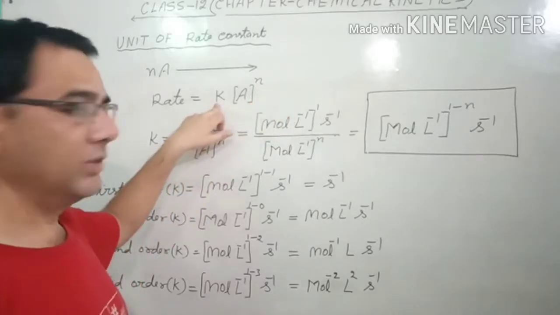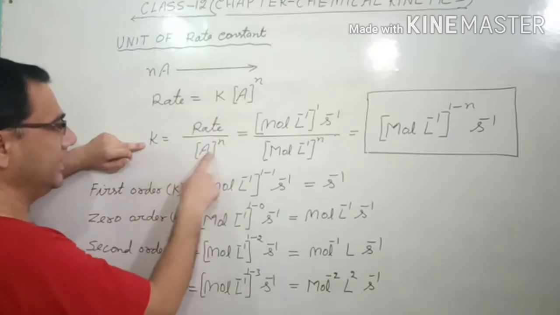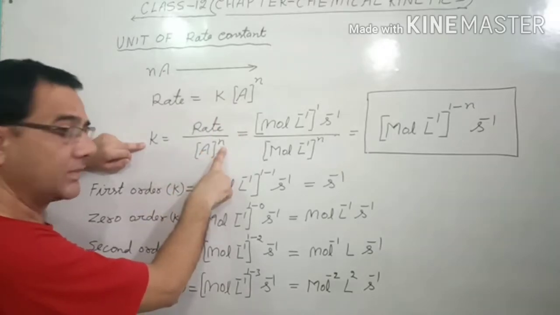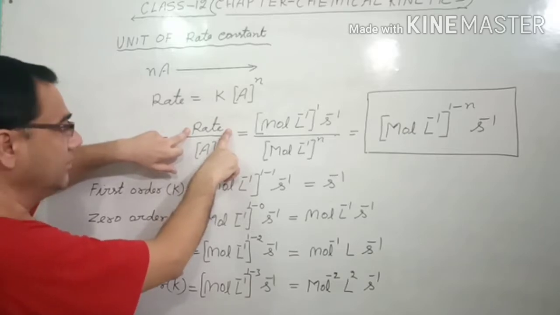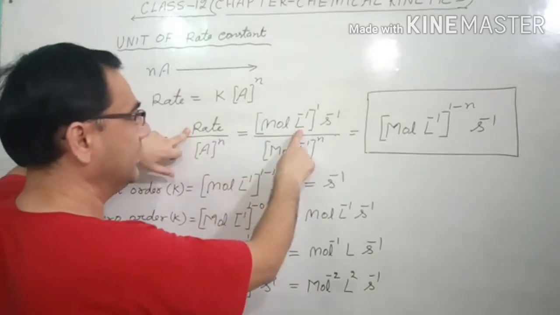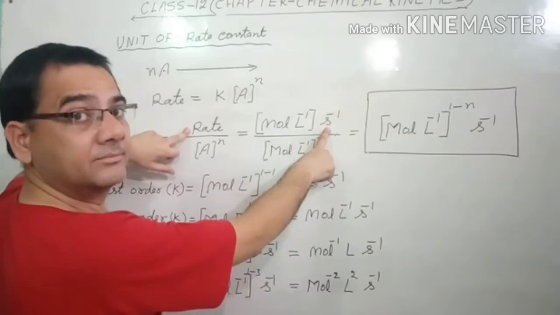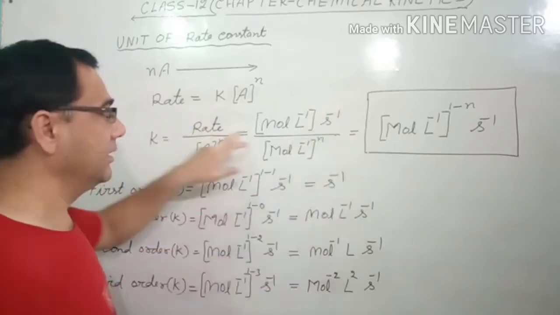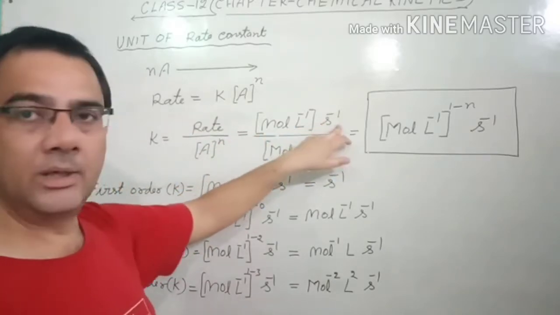Now what will be the formula for the rate constant? So k is equal to rate upon [A] to the power n. Now what is the unit of the rate? That I have already explained to you. Unit of rate is mole per liter per second, if time is given in second. If the time is given in minute, then mole per liter per minute.